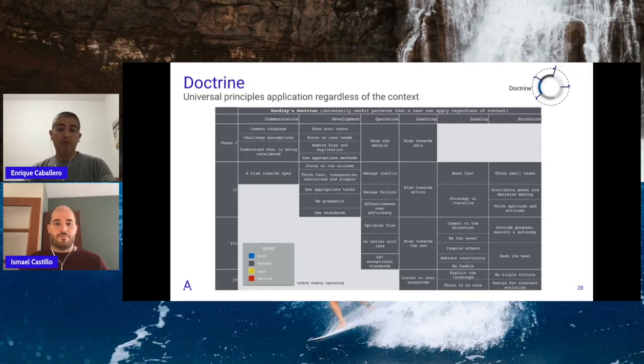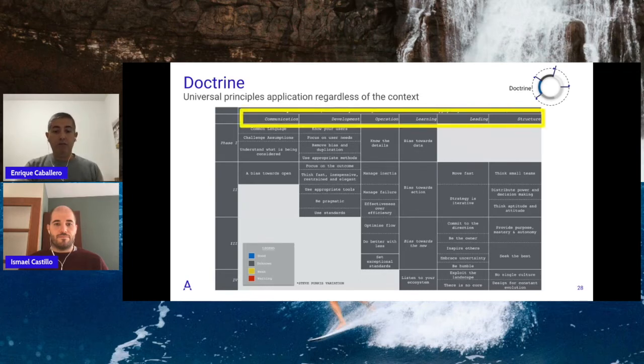But when talking about products, services, and business, Wardley Maps describes around 40 doctrines grouped into several areas, like, for example, communication, where we have the use of a common language, challenging assumptions, or being transparent. The development, where we can find know your users, focus on user needs, or use appropriate standards. Operation, that includes failure management and the look for effectiveness over efficiency. The learning and leading, with the move fast or make strategy iterative doctrines. And the structure, with doctrines like think small teams, provide purpose, mastery, and autonomy, or seek the best.